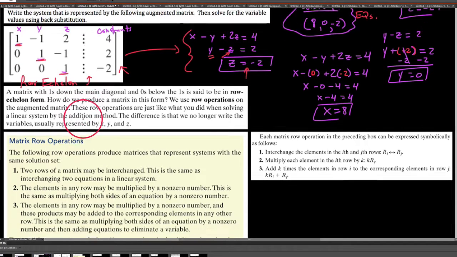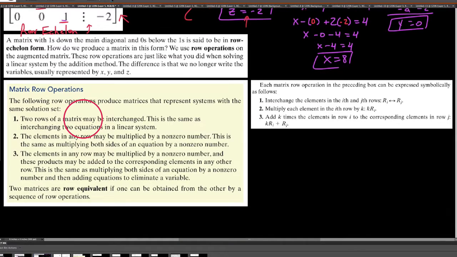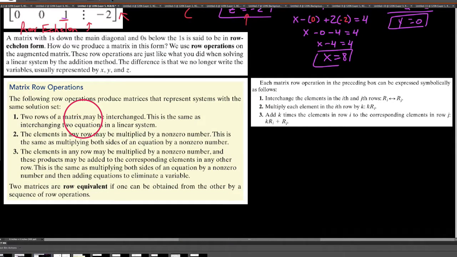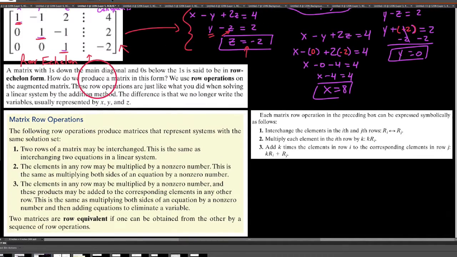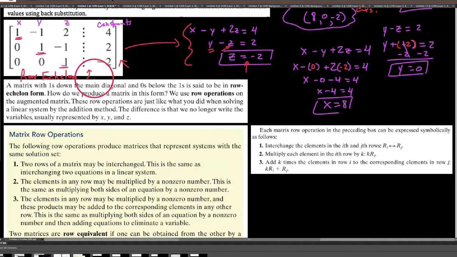So these matrix row operations are also referred to as elementary row operations. Essentially, these are things that we can do in order to rewrite a matrix into a newer form that is different from the older form, but at the same time has the same solution set. So if we had this system right here, what could we do to it that wouldn't change the solutions?